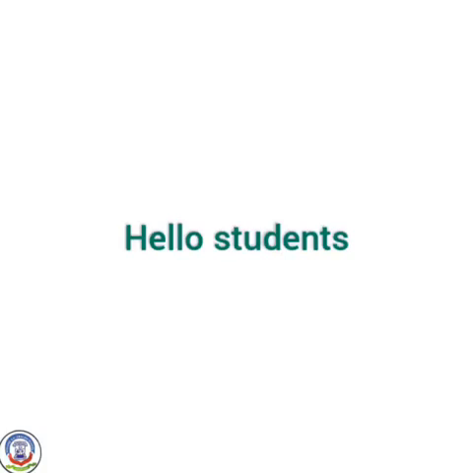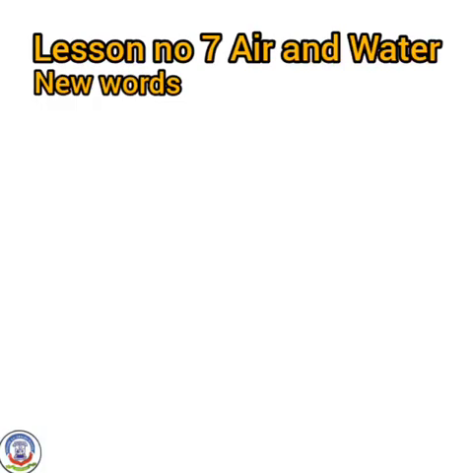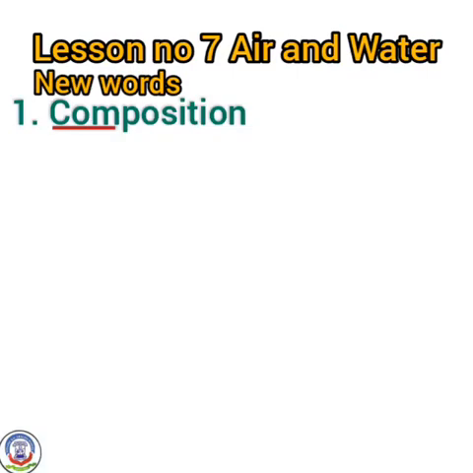Hello students, today we will discuss new words of lesson number 7, Air and Water. So let's start. Number 1, composition. C-O-M, com. P-O-S, pos. I-T-I-O-N, tion. Composition. Composition means mixture, यानी संयोजन.